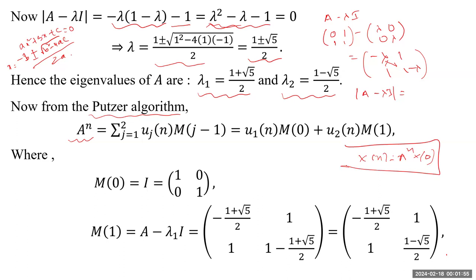So this is a 2 by 2 matrix. A to the power of n is equal to the summation j equals 1 to 2 of u_j of n times M of j minus 1. After the expansion, this is u1 of n times M of 0 plus u2 of n times M of 1. But you know that M of 0 is nothing but an identity. Here our matrix is 2 by 2, so M of 0 is the 2 by 2 identity matrix, 1, 0, 0, 1.